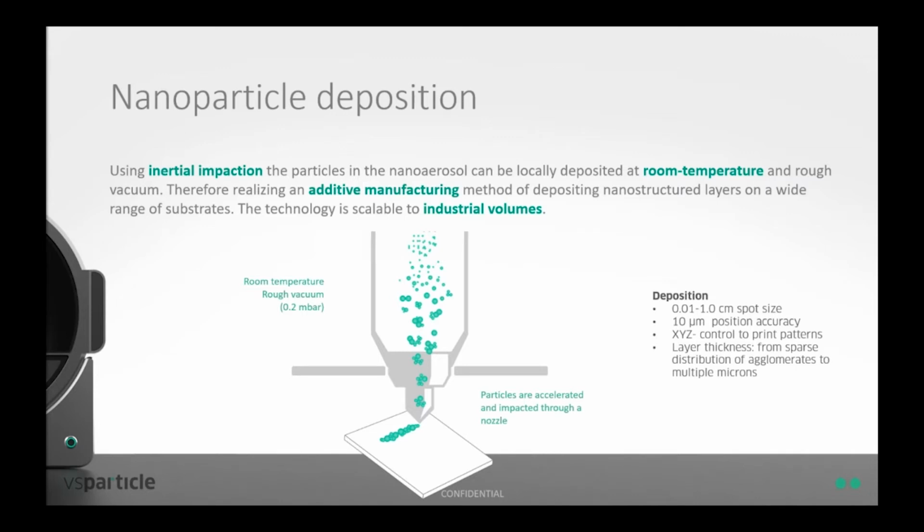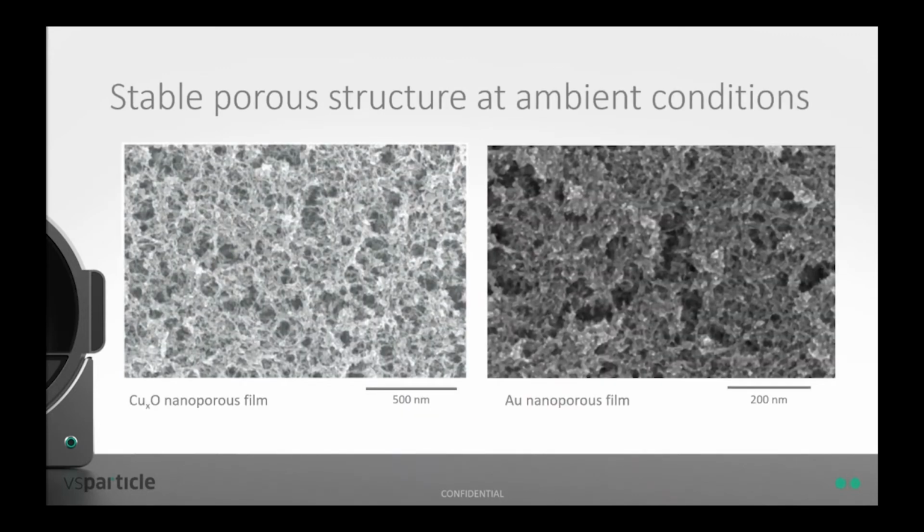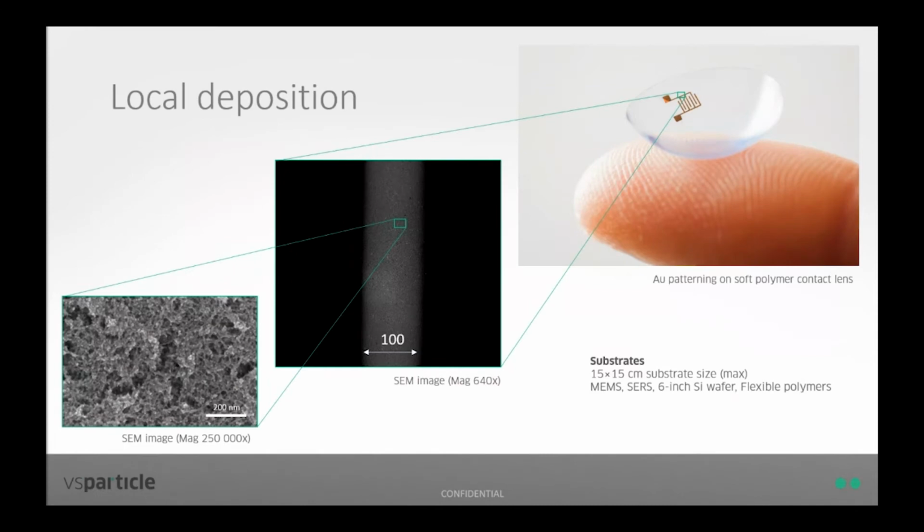The output looks like this. So we have a nanostructured layer. We see for both metal oxides and for noble metals the same type of structure, which consists of sub 20 nanometer particles agglomerated. This material is stable under ambient conditions. And here you can see an example of a printed gold pattern on a contact lens.